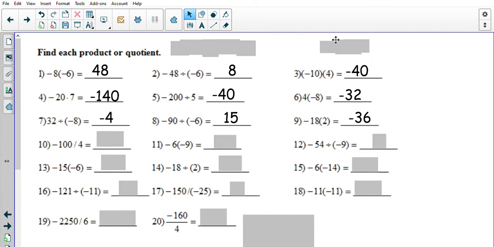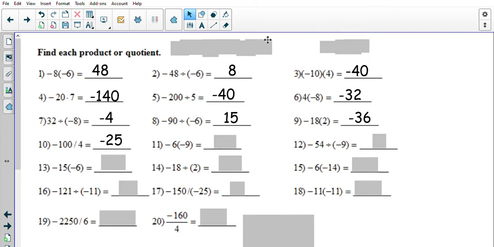Number 10, negative 100 divided by 4. Again, notice the different ways that we might represent both multiplication and division. This uses a slash for division. Signs are different. My answer will be negative, and 100 divided by 4 is 25. So my final solution is negative 25.